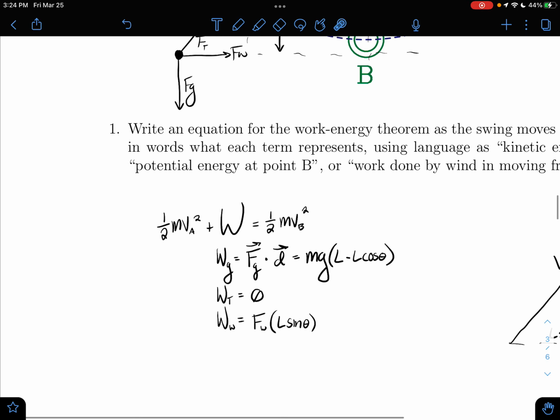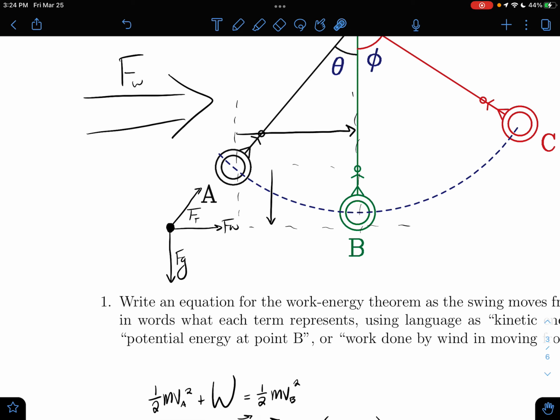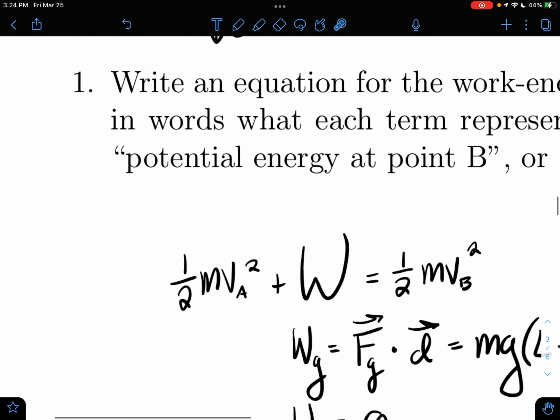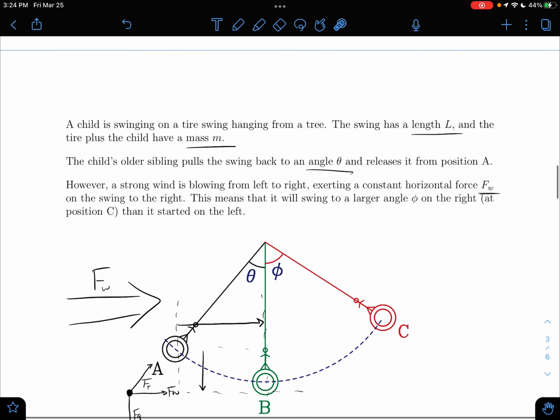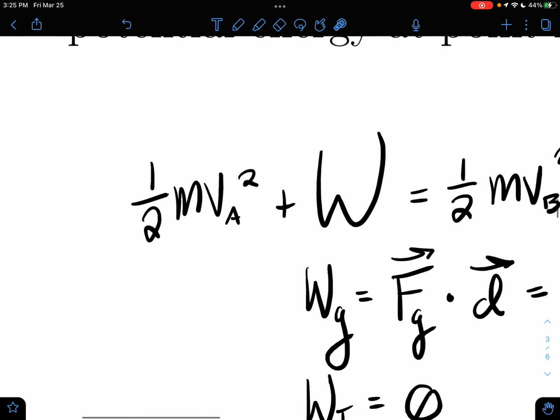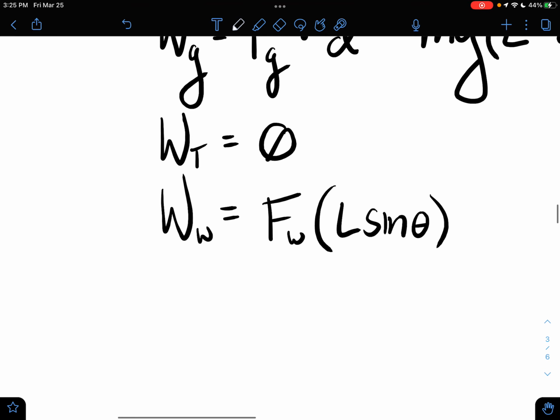And again, thinking about which direction our displacement's going, it's going to the right, and our wind is also pushing to the right, so this is also a positive work. And since we're starting from rest, we pull the swing back, we hold it there, and then we just release it. We're not giving it an initial velocity. Our velocity at A is 0, so that's just going to go away.